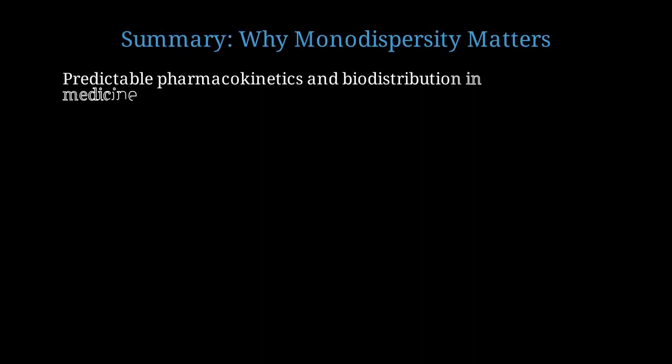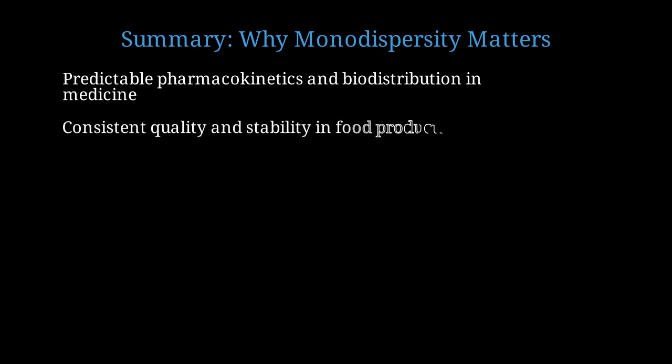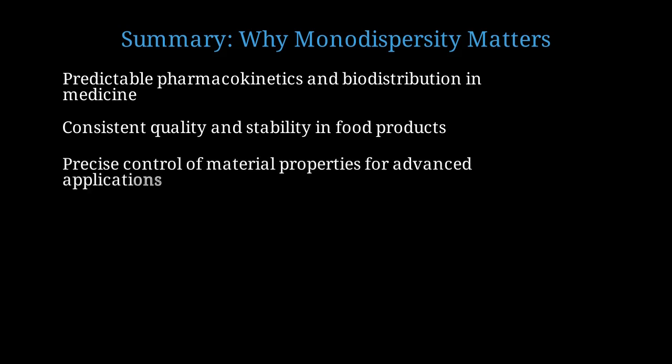Let me summarize why monodispersity matters so much. In medicine, monodispersity gives you predictable pharmacokinetics and biodistribution. Every particle behaves identically in the body. In food, it ensures consistent quality, sensory properties, and long-term stability. In materials, it enables precise control over properties like porosity, permeability, and catalytic activity. And microfluidics is the key enabling technology that makes true monodispersity achievable at scale.